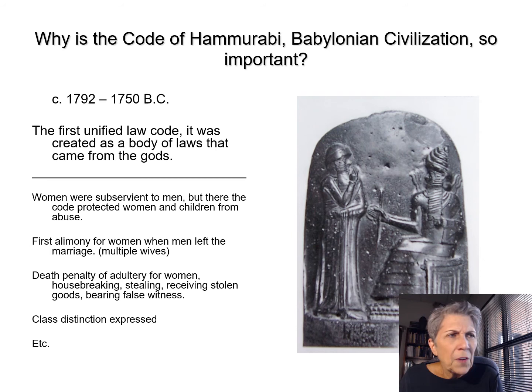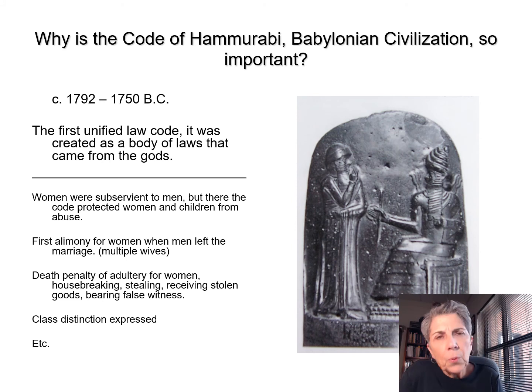So it was very strict, but there were good things. Although women were very subservient to men, and men had multiple wives, women didn't have multiple husbands, they were still in some ways protected by the law, and so were children in this law code. And also, it actually established the first alimony. So if you're married to a man and you have children and he leaves, he can't leave you penniless. He has to still provide for you, even though he has multiple wives.